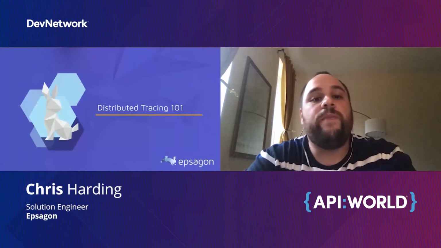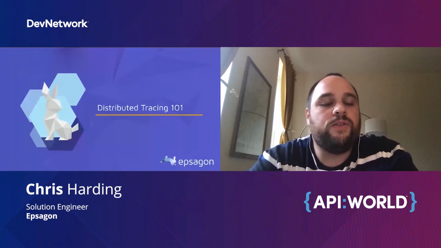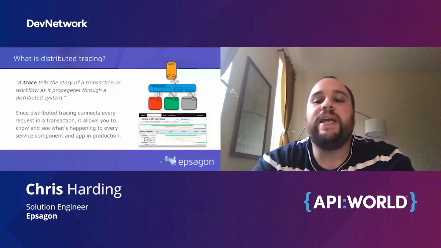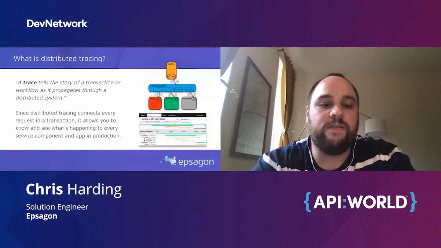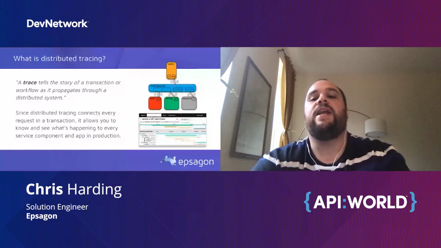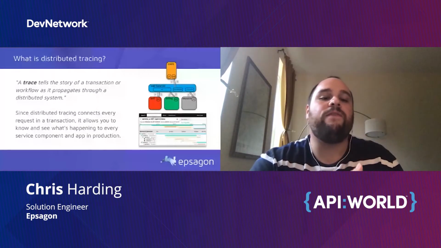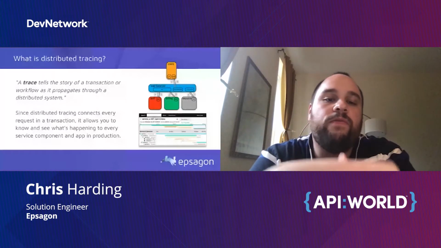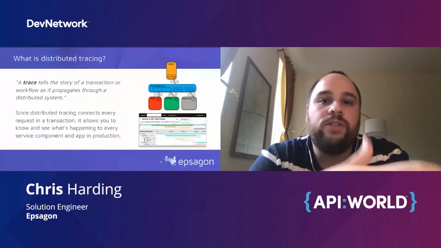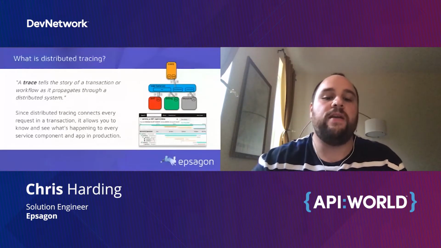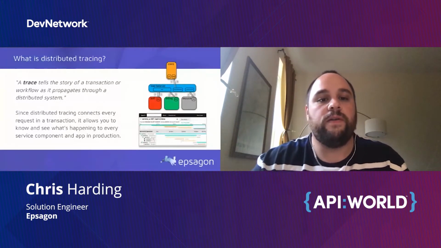All right, so if you're not familiar at a high level, what is distributed tracing? A trace tells the story of a transaction as it propagates through one of these distributed systems. What's really nice is that because distributed tracing is going to connect every piece and every request within that transaction, it really allows you to step through at each service, at each node, at each resource, and truly understand what's going on under the hood.